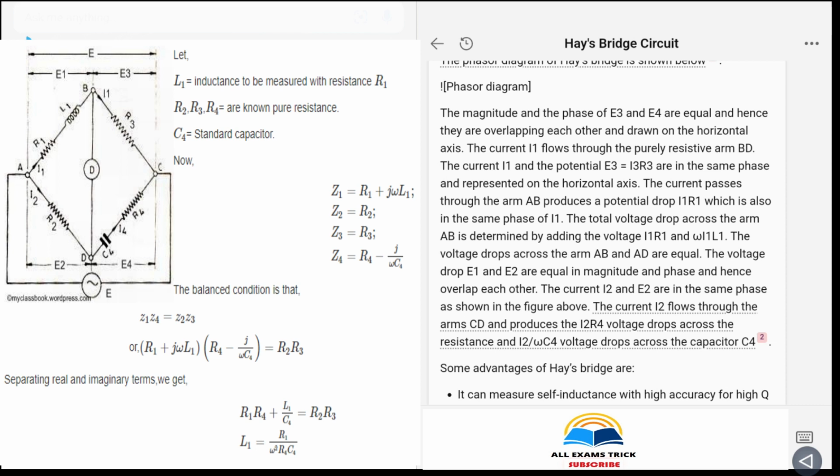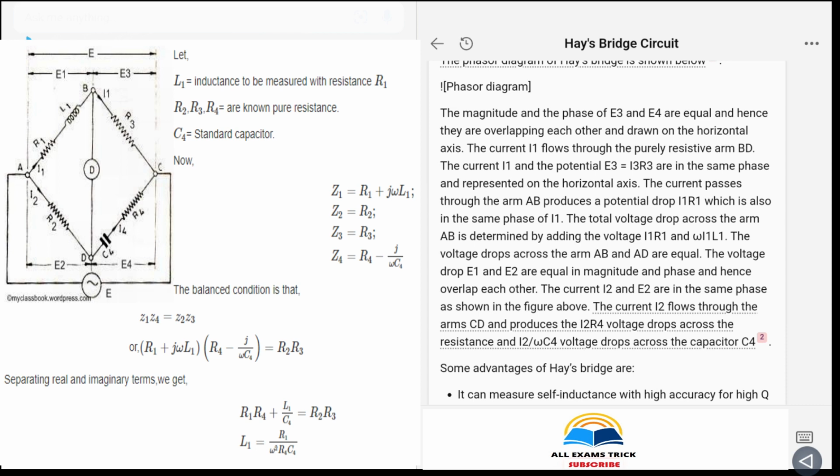The total voltage drop across the arm AB is determined by adding the voltage I1 R1 and omega I1 L1. The voltage drops across the arms AB and AD are equal. The voltage drops E1 and E2 are equal in magnitude and phase and hence overlap each other. The current I2 and E2 are in the same phase as shown in the figure above. The current I2 flows through the arm CD and produces the I2 R4 voltage drop across the resistance and I2 over omega C4 voltage drop across the capacitor C4.